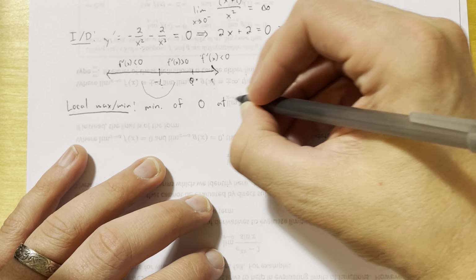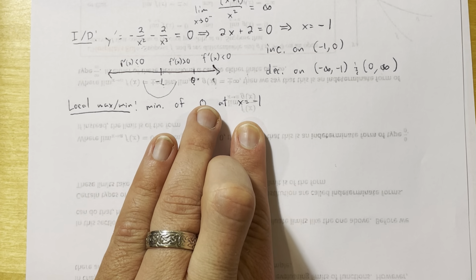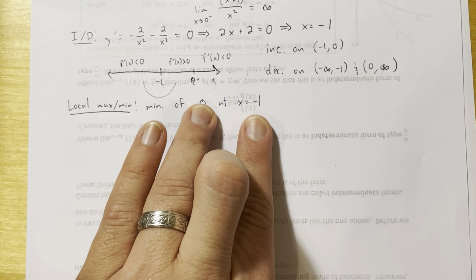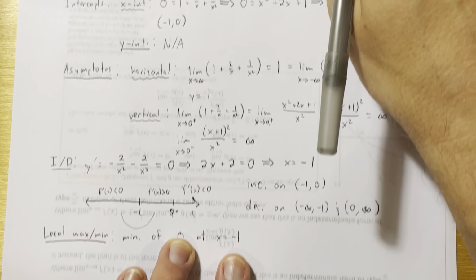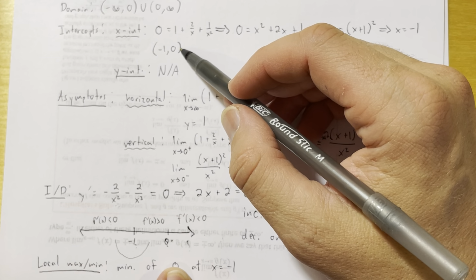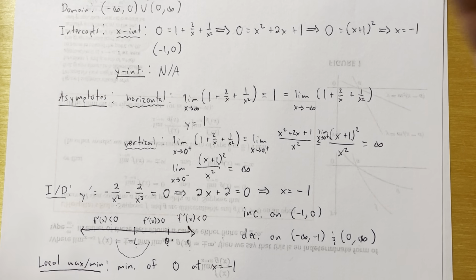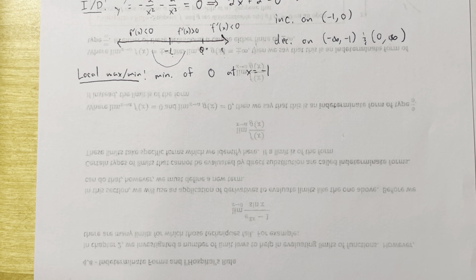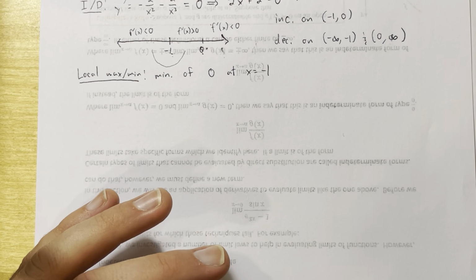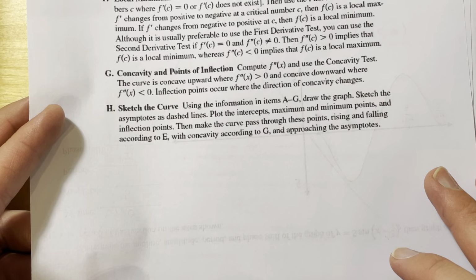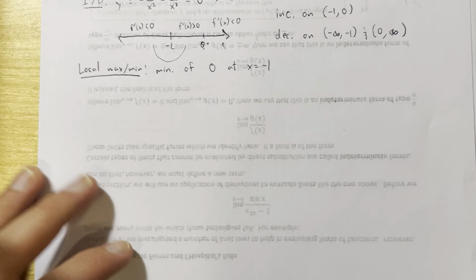Now, interestingly enough, this would be a point on the graph, right? It'd be the point negative 1, 0. But we have already seen that that is also our x-intercept, because again, it's where y is equal to 0. So we'll see what the implication of that is once we get to the actual graph itself. All right, we've dealt with local max, local min. The only thing left now is to deal with concavity and points of inflection. So let's look at that.